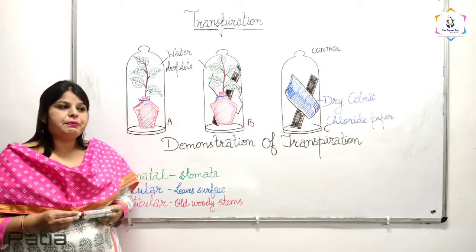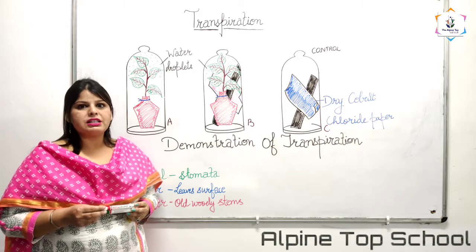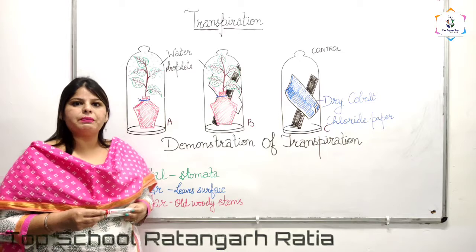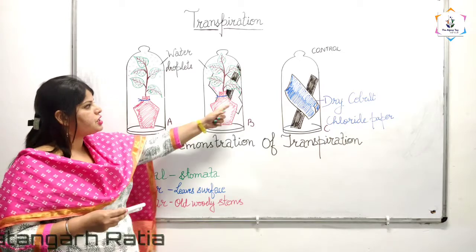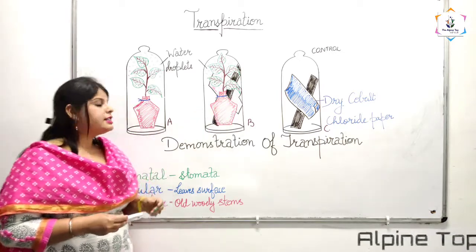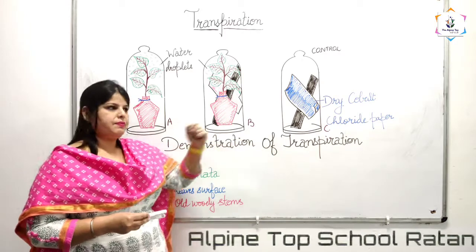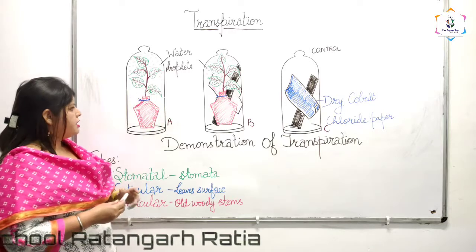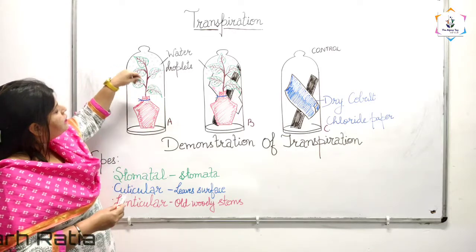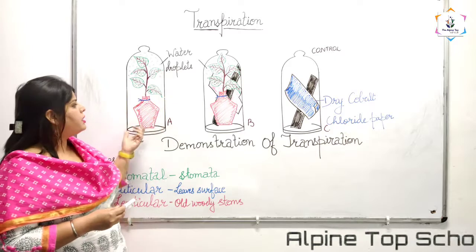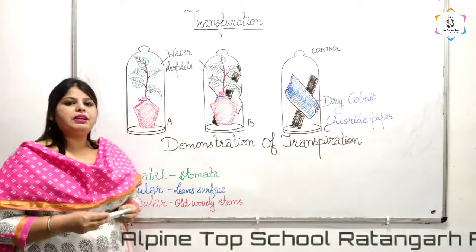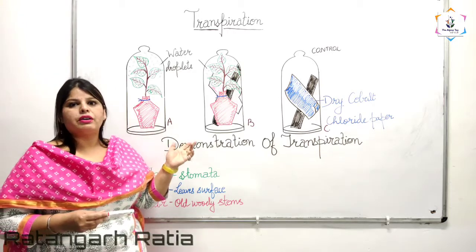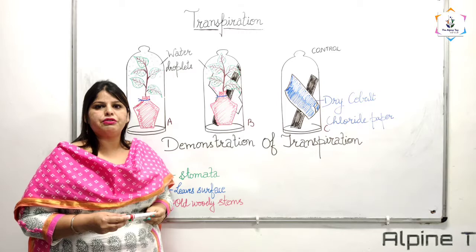Dry cobalt chloride paper is a litmus paper, and it is used as an indicator of moisture, because on coming in contact with water vapors or small droplets, it will change into pink color. So we will see setup A, setup B and setup C. In setup A, we will have a well-potted plant with broad leaves, and on the upper side we will invert a bell jar so that there is no loss of water vapor. We will keep these arrangements in the sunlight for half an hour, which is most probably enough.